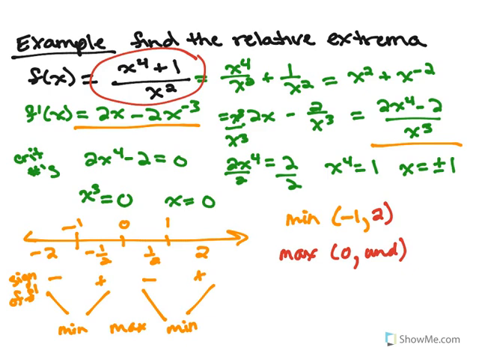Okay, so without thinking about calculus, just looking at that function, 0 is not in the domain. I can't take a derivative at a point where the function doesn't exist. So that's not actually going to be a max. That's going to be an asymptote. And then we have another min at 1. And if I plug in 1, we're going to get 2 again.